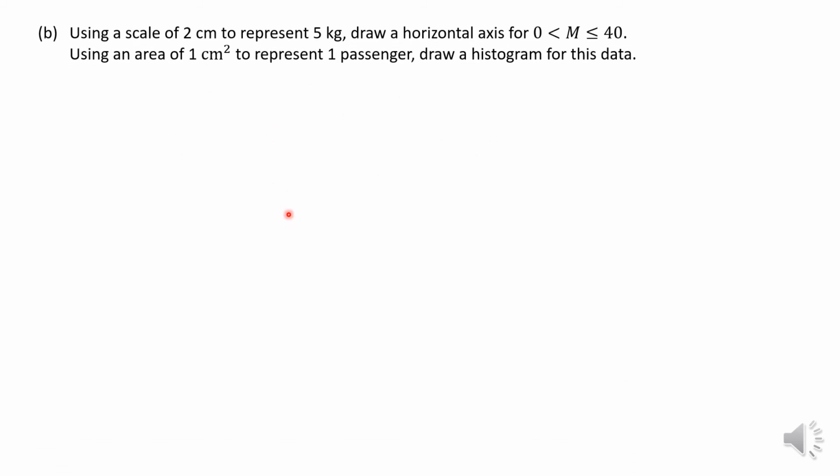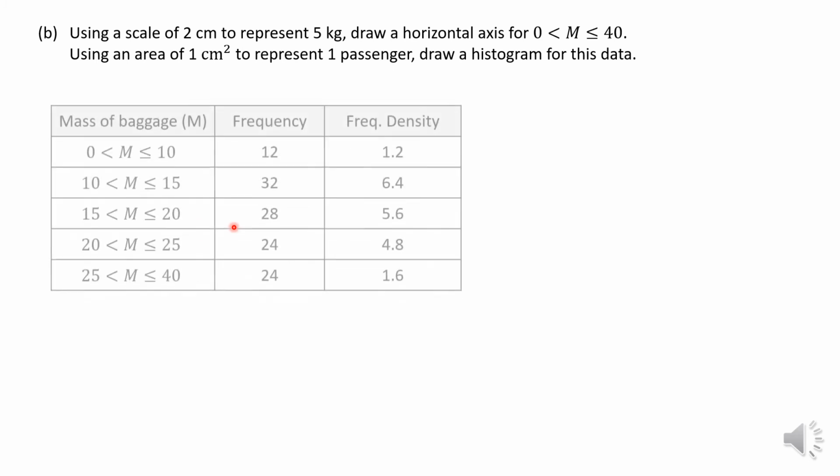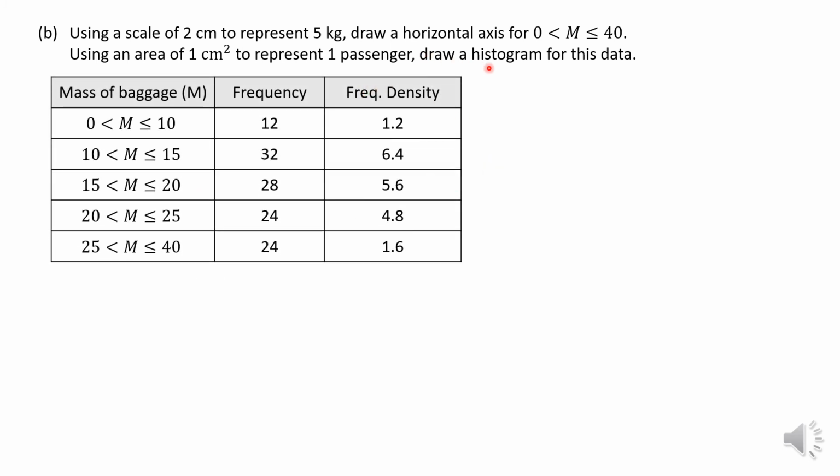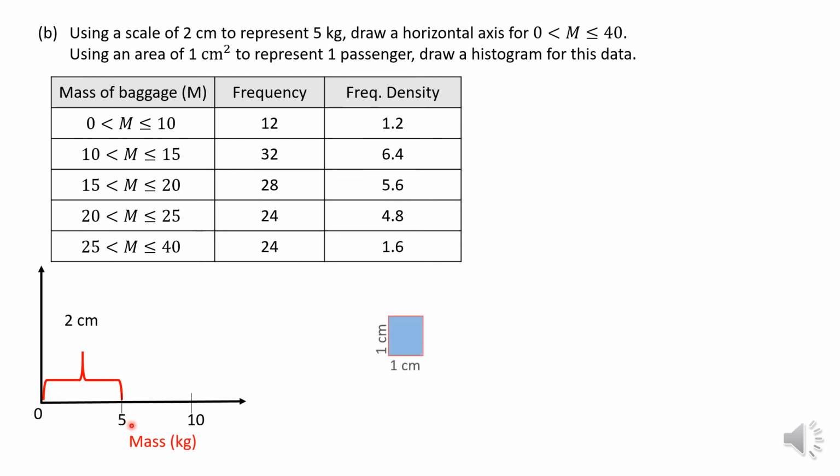Now, using a scale of 2 centimeters to represent 5 kilograms, draw a horizontal axis from 0 to 40. Starting at 0, as you can see, I have my frequency density here. What is important is this part: 1 square centimeter must represent 1 passenger. The horizontal one is quite straightforward. They say 0 to 5 kilograms is 2 centimeters. You should be able to do that. The catch comes with the vertical one.